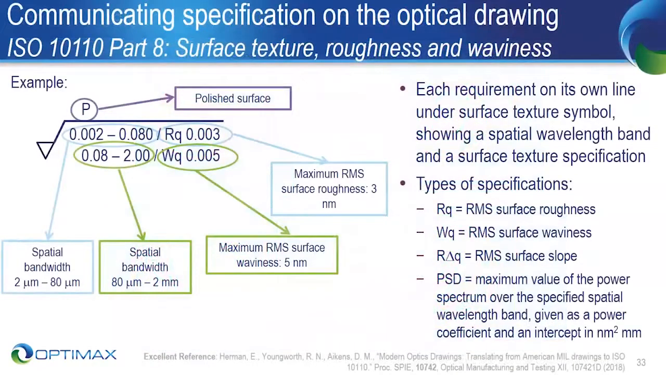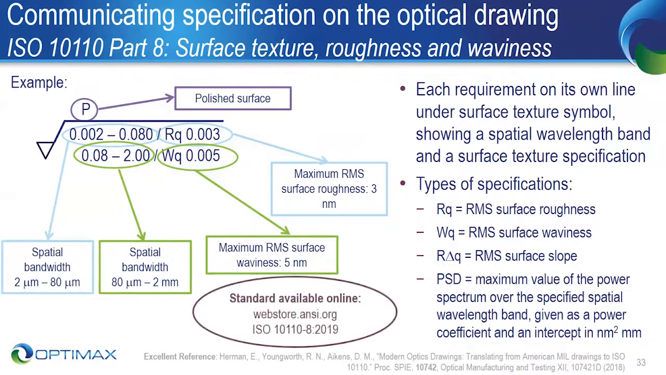So to communicate it on the optical drawing, the recommendation is to use ISO 10110 Part 8, which is surface texture, roughness, and waviness. And this is indicated by that square root sign. And you can indicate different specifications using the standard. You can do RMS surface roughness, waviness, RMS surface slope, and power spectral density. There's an excellent reference listed here on the bottom that contains both a paper and a really good reference poster. And I do highly recommend also purchasing the standard online through the ANSI store, with the website indicated here.